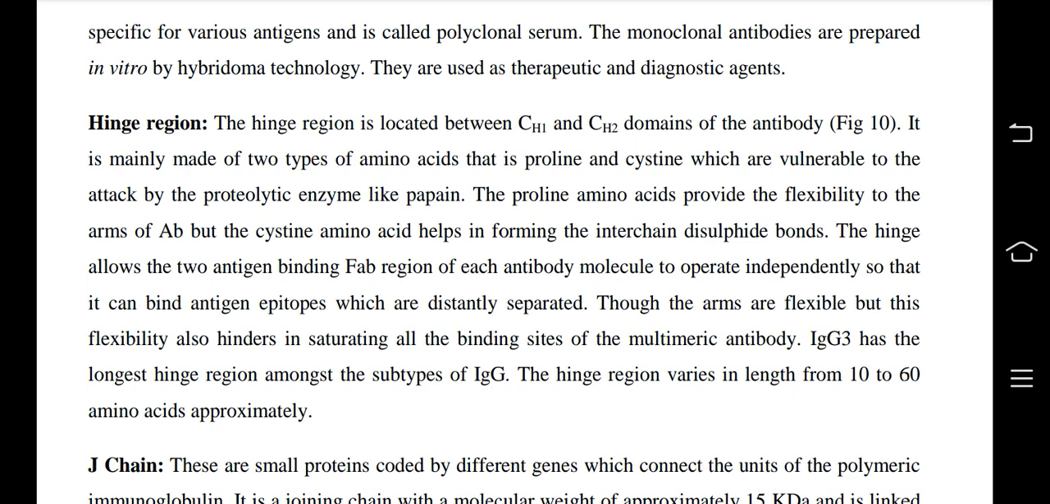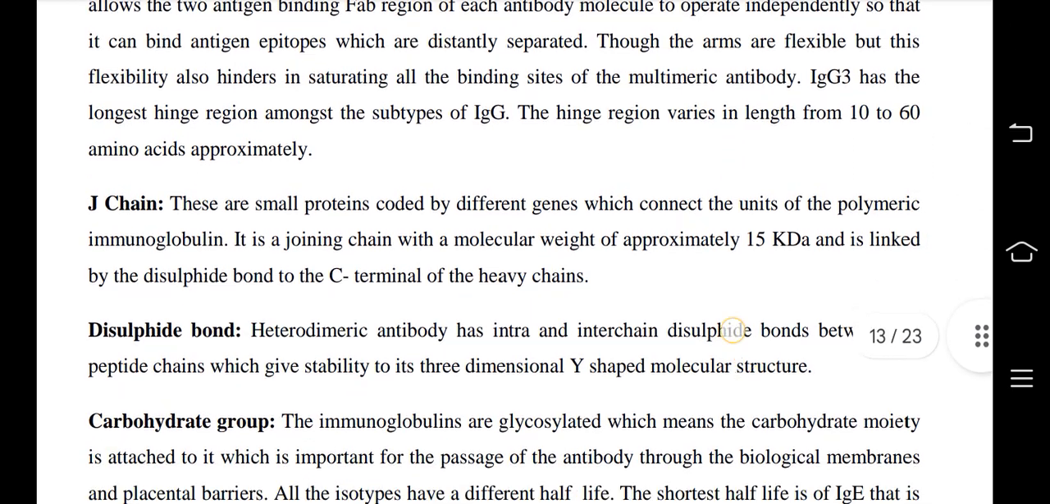IgG3 has the longest hinge region amongst the subtypes of IgG. The hinge region varies in length from 10 to 60 amino acids approximately.